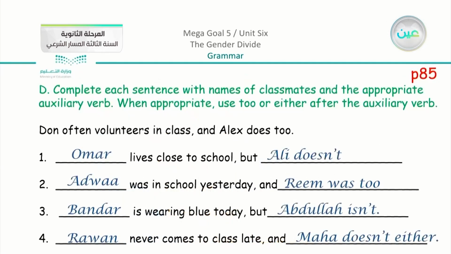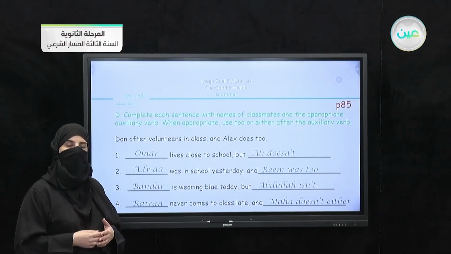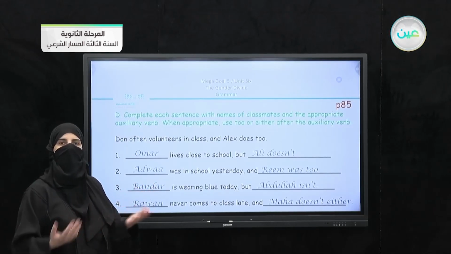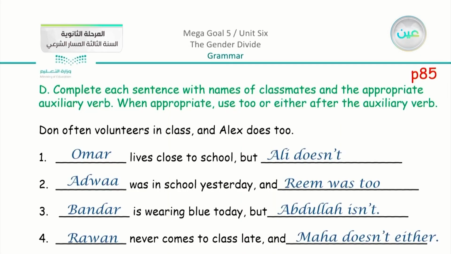Moving on, we have also page number 85. Now complete each sentence with names of classmates and the appropriate auxiliary verb. When appropriate, use too or either after the auxiliary verb. So it depends on using either and or but in the sentence. And here you can compare or you can use the sentences talking about any one of your classmates. For example, number 1, Omar lives close to school, but Ali doesn't. We use the auxiliary verb at the very end.